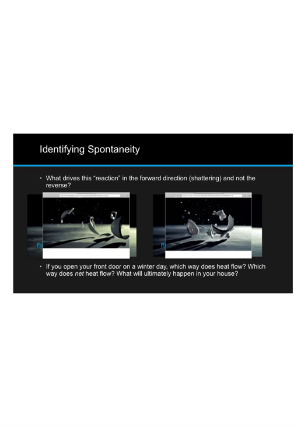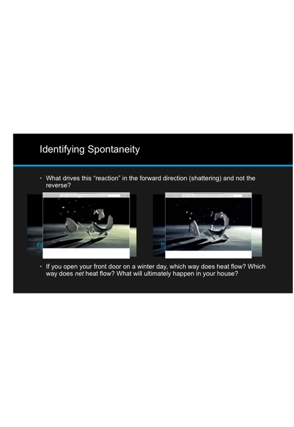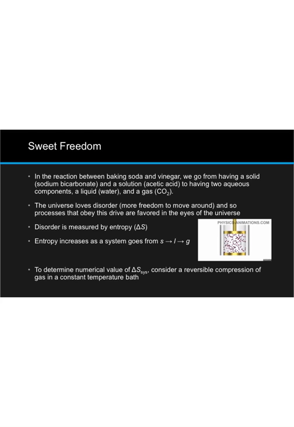Why is it that when you open up your front door on a cold winter day, that heat escapes your house, but your house never warms up more than it already is? Eventually, in net, heat will flow out of your house until the temperature inside equilibrates with the temperature outside. Why doesn't your house get warmer instead of colder? Why are some processes and reactions spontaneous in one direction, but non-spontaneous in the reverse? The answer has to do with the concept of entropy.